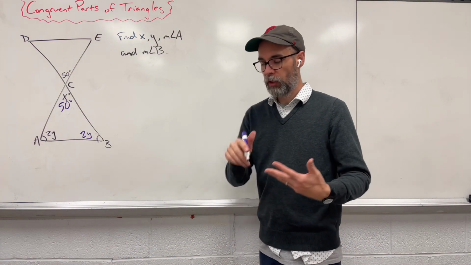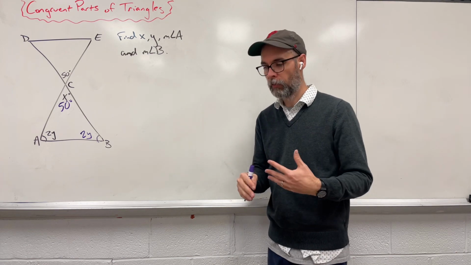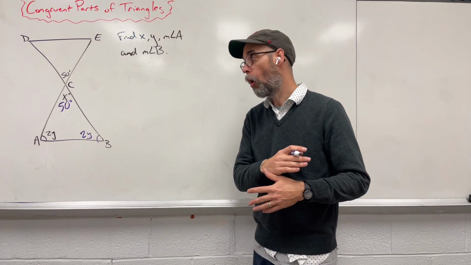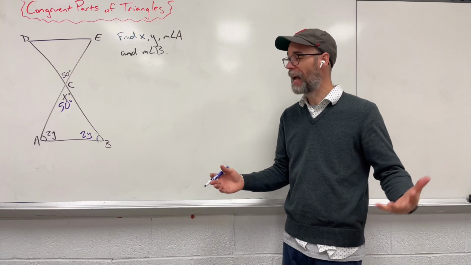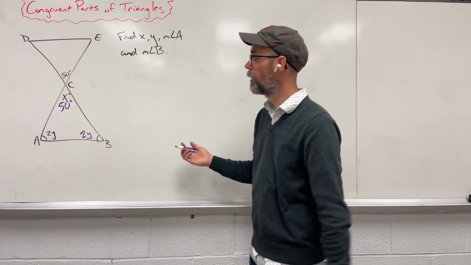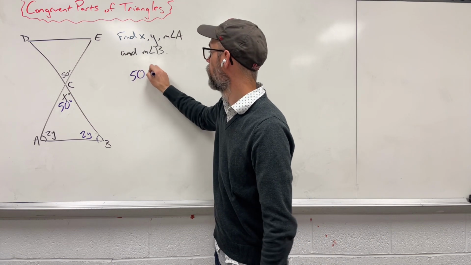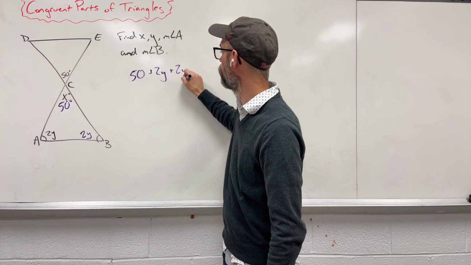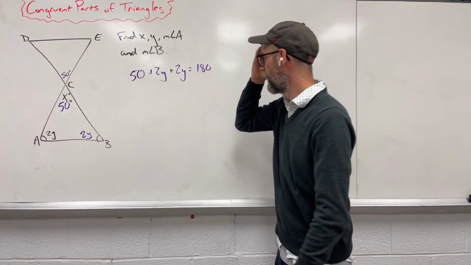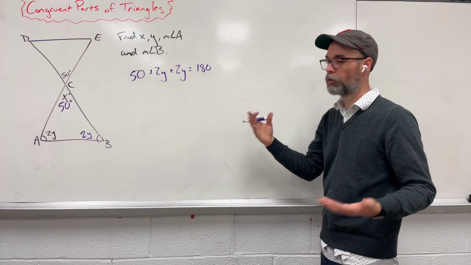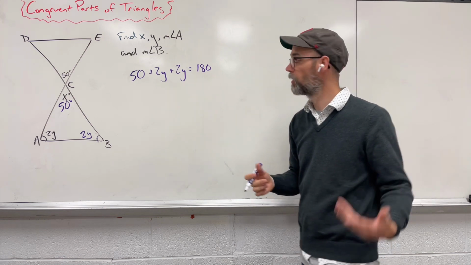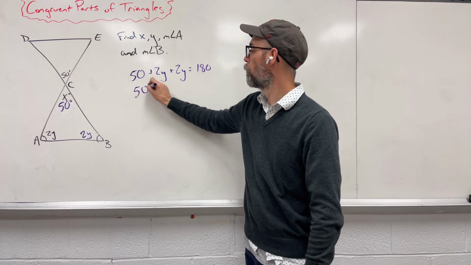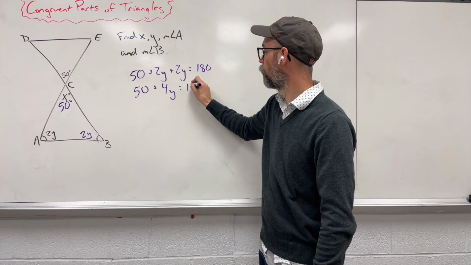Now, according to the triangle angle sum theorem, fancy way of just saying all the angles in a triangle inside add up to 180, we can create an equation. We can say 50 plus 2y plus 2y equals 180. And now we can just combine like terms and do inverse operations to get there. So we'll say 50 plus 4y equals 180.